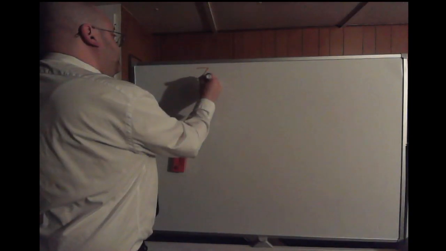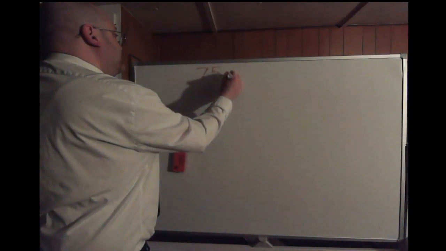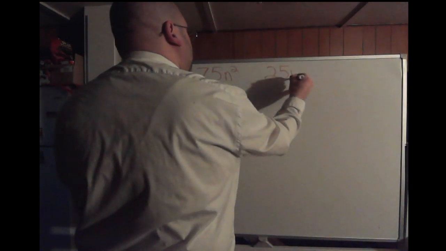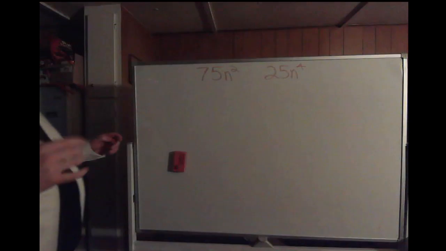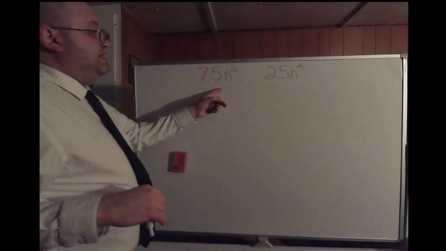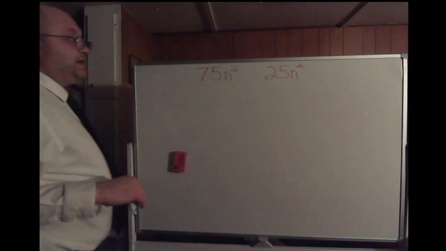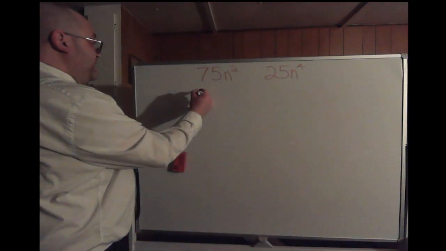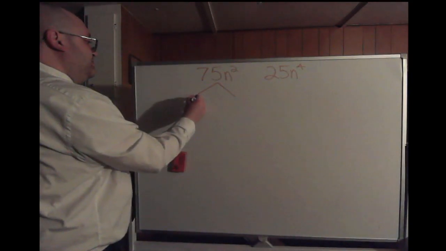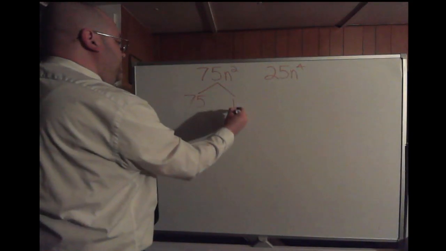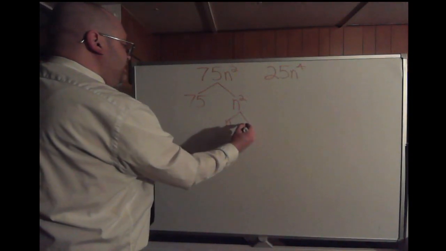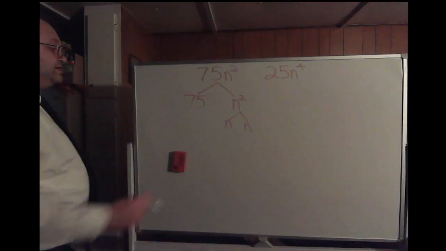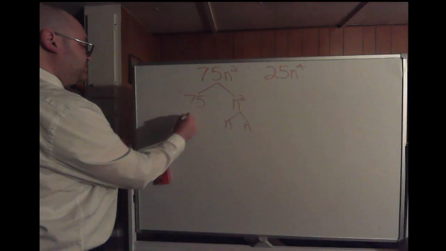We have 75n to the 2nd power and 25n to the 4th power. So yes, we have 75n to the 2nd power, 25n to the 4th power. Well, let's break this down. 75 and n to the 2nd power. Well, n to the 2nd power will just break down into n and n.